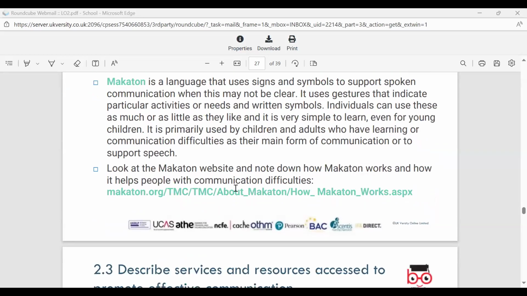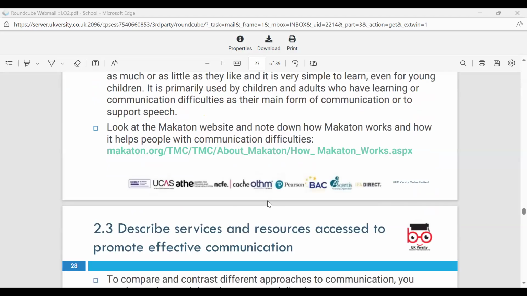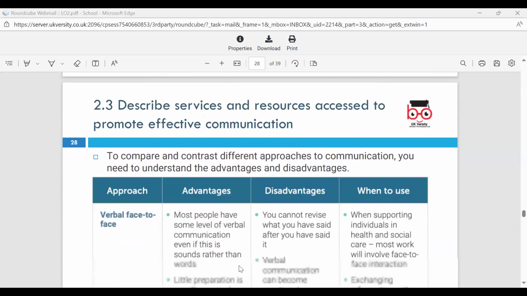There is a link there that you can look at in your own time on how Makaton works, and it's really interesting. So have a look at that link. You just download it into your web page and you can have a look at that.